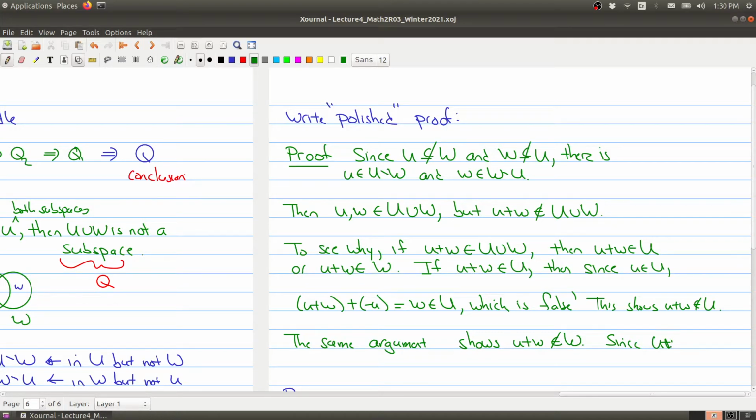And so since, oops, let me write this cleanly. Since U union W is not closed under addition, it is not a subspace. Okay, so there we go. We have a nice polished proof.